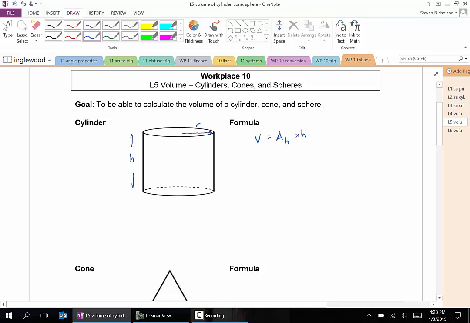So this should look familiar to what we did in the previous video, except when we're talking about cylinders, the area of the base will always be a circle. And given that it's always a circle, we have a formula for the area of a circle, pi r squared, and height. So as long as we put the right thing in the right spot, it's pretty hard to make a mistake. And again, remember, the units are cubed.